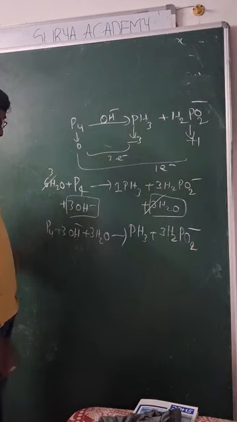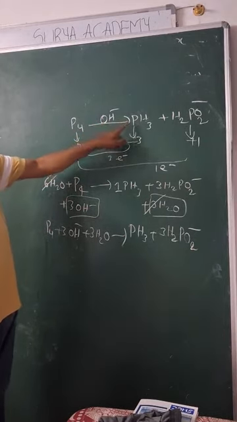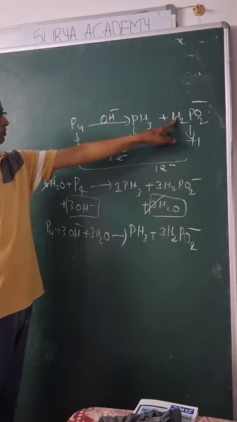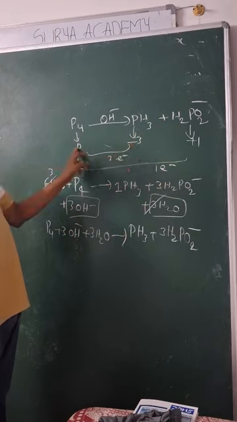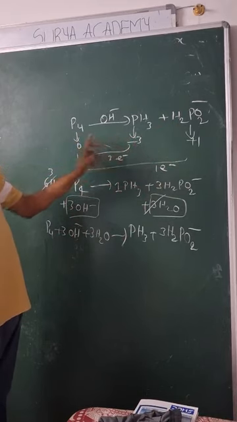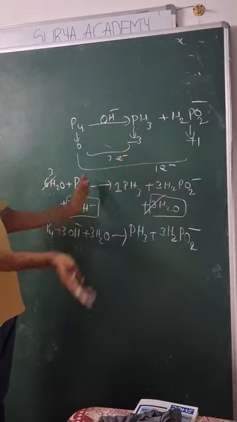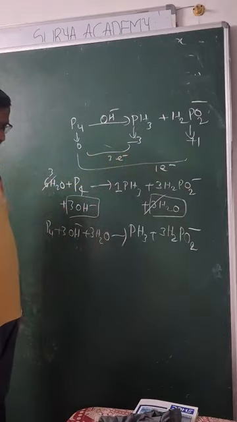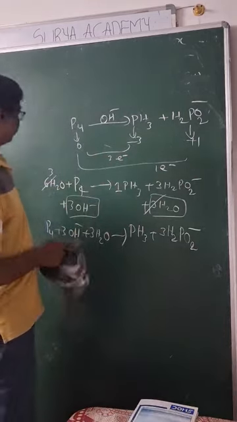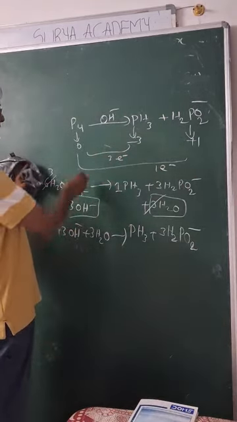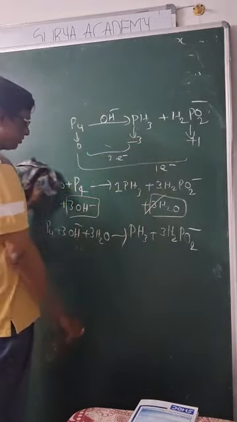A balanced equation. Phosphorus disproportionates in basic medium to form phosphine and H2PO2 minus. First indicate oxidation numbers. 0 to minus 3, change 1... 0 to plus 1, 1 electron. Crisscross electrons or changes on the right hand side. It is a disproportionation: 0 to minus 3 reduced, 0 to plus 1 oxidized.